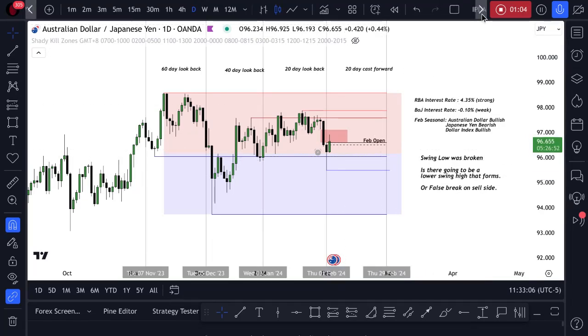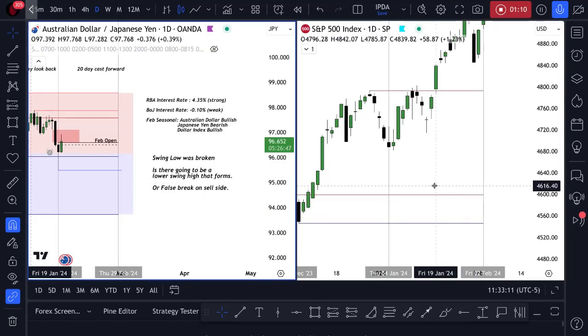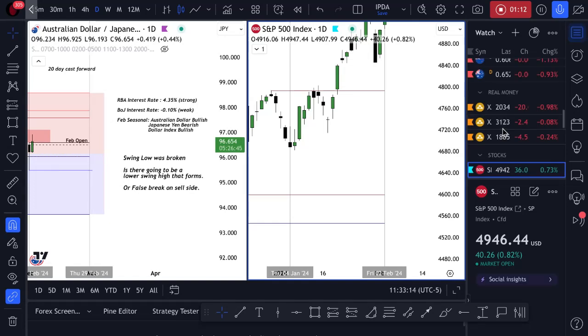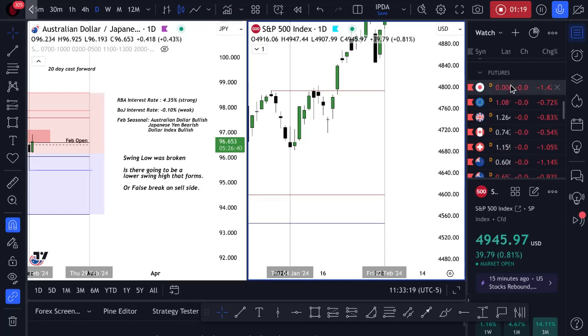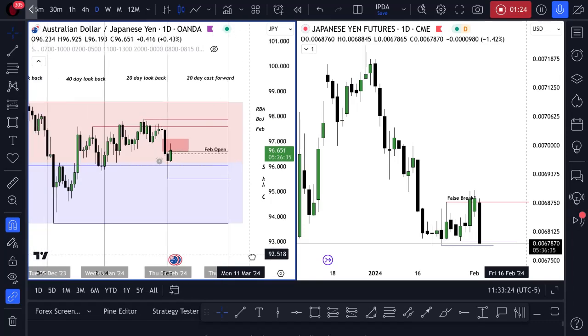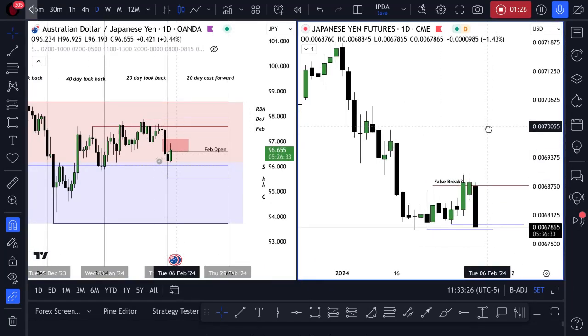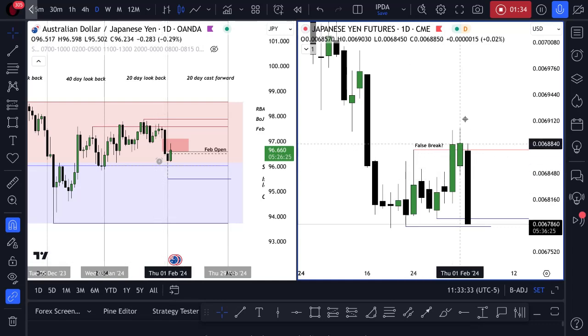However, when we compare this to the Japanese yen, let's say we're looking at the yen. Let's find that. So we're looking at the futures. We talked about this yesterday. We said that this could be a potential false break, and it was. If you go back to yesterday's episode, we said that the Japanese yen futures may be making a move higher because it's breaking a swing high, which equals bullish momentum potentially. But if it fails to make a higher swing low, then it's just a false break.